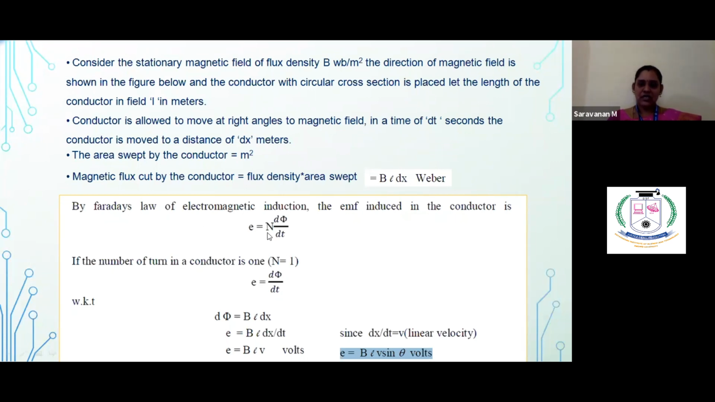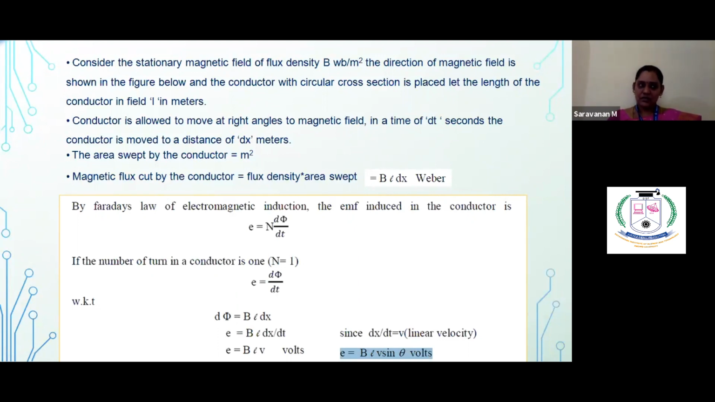Now see here, according to Faraday's law of electromagnetic induction, the EMF induced E is equal to N into d phi by dt. Here we are going to take the conductor to have the number of turns N equal to 1. So E is equal to d phi by dt. d phi is nothing but the change in the flux, when the conductor is moving.